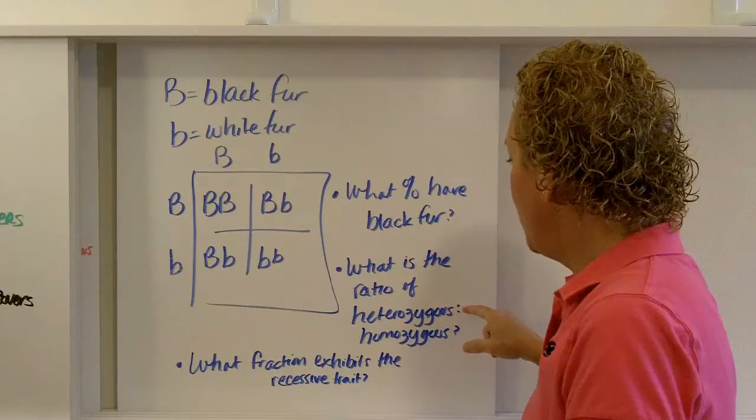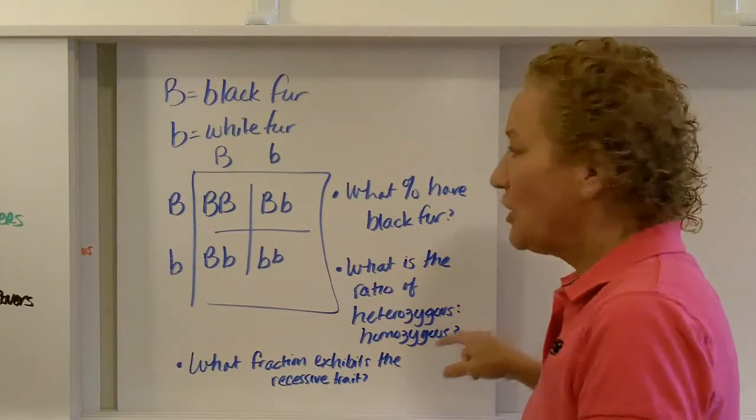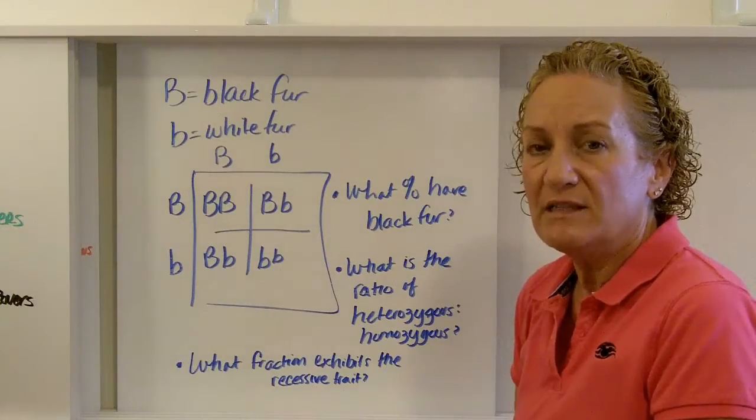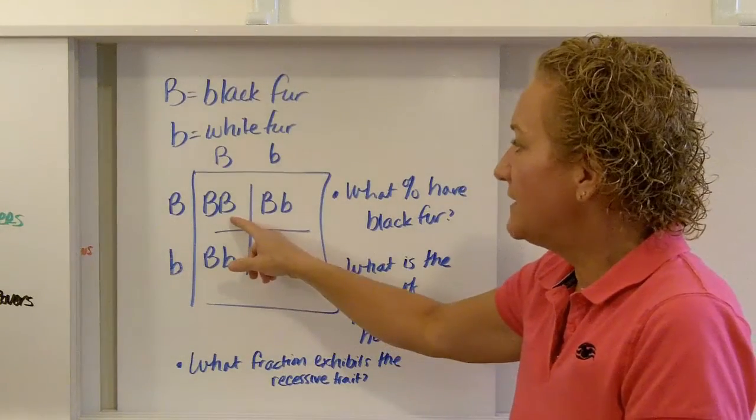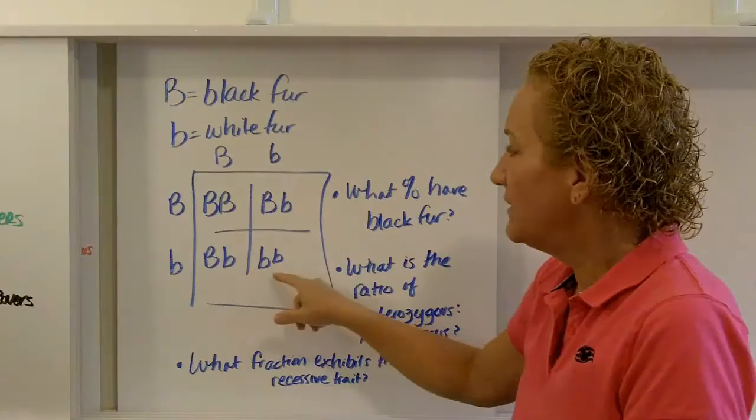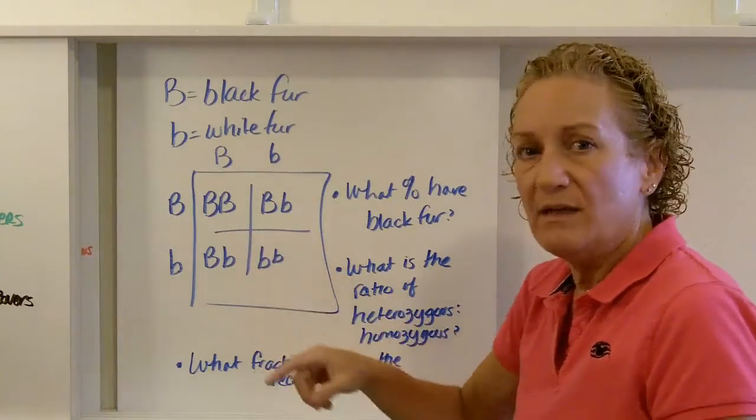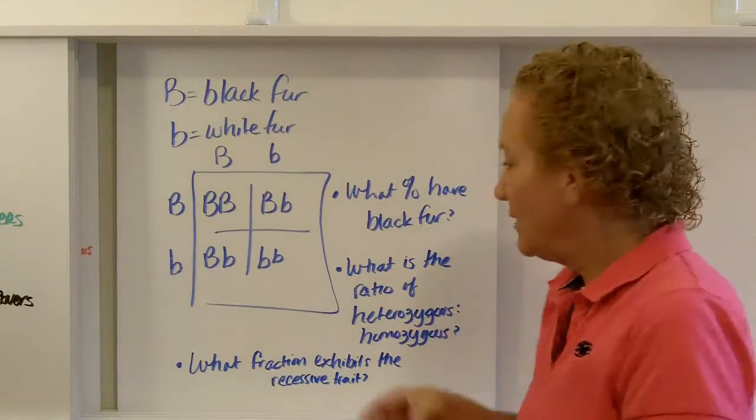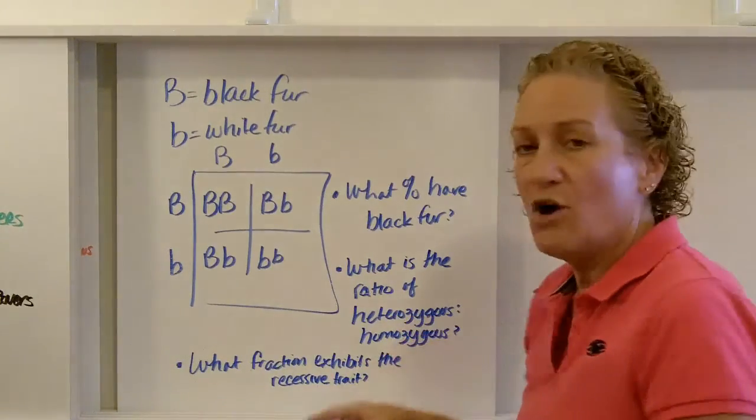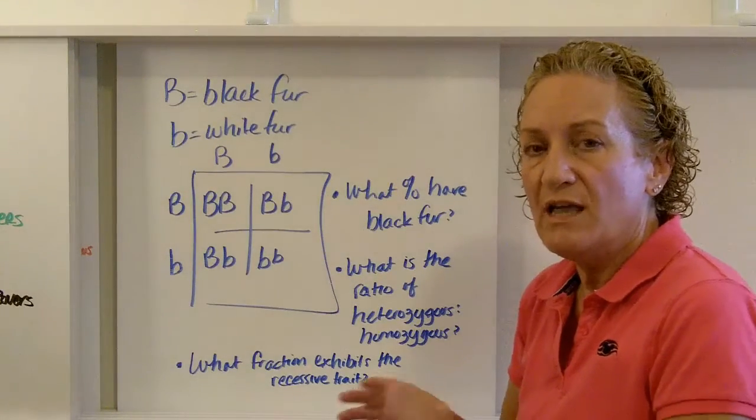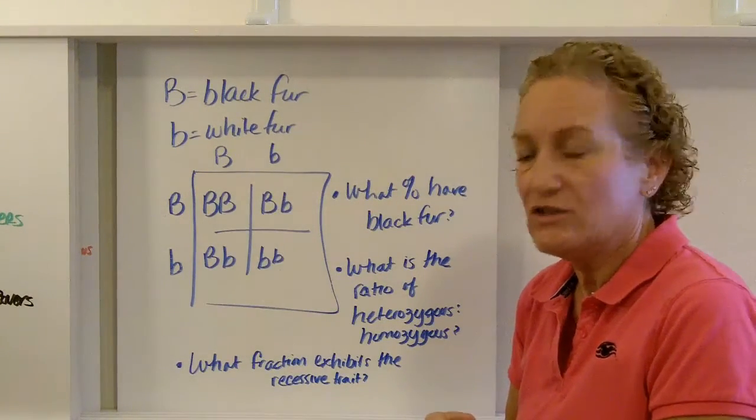What is the ratio of heterozygous to homozygous? Heterozygous means different. Homozygous means the same. This is the same, different, different, the same. So it looks to me like I have 2 that are the same and 2 that are different. So the ratio of heterozygous to homozygous is 2 to 2. You can reduce that to 1 to 1. We tend to leave it as 2 to 2 for genetics.